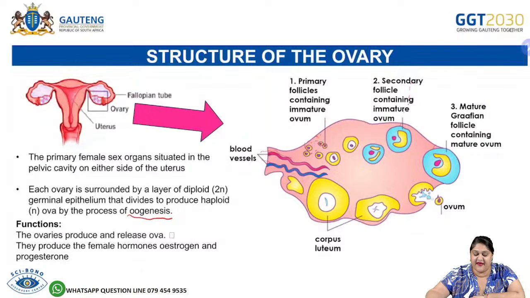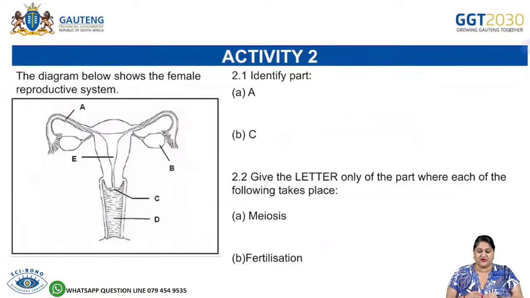Then we're going to have other structures that are formed, which are called the corpus luteum. But this we are going to do later when we do the menstrual cycle. I just wanted you to see what an ovary looks like on the inside, and these are the structures that you can start familiarizing yourself with, because we're going to look at them when we do the menstrual cycle. Right, let's go through the different parts, and then we're going to take a short break.